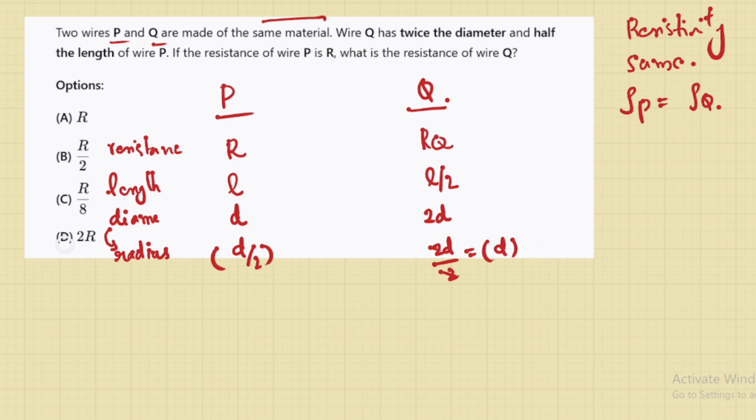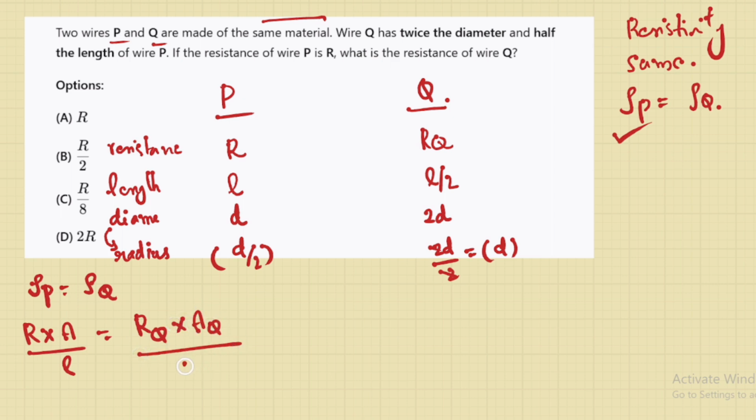Okay, so we are given the conclusion that rho P equals rho Q. So let's write this here. Rho P is equal to rho Q. Then about rho, we have the equation R into A by L, which is equal to RQ into AQ divided by L of Q. So in that way, we will be writing our equation.